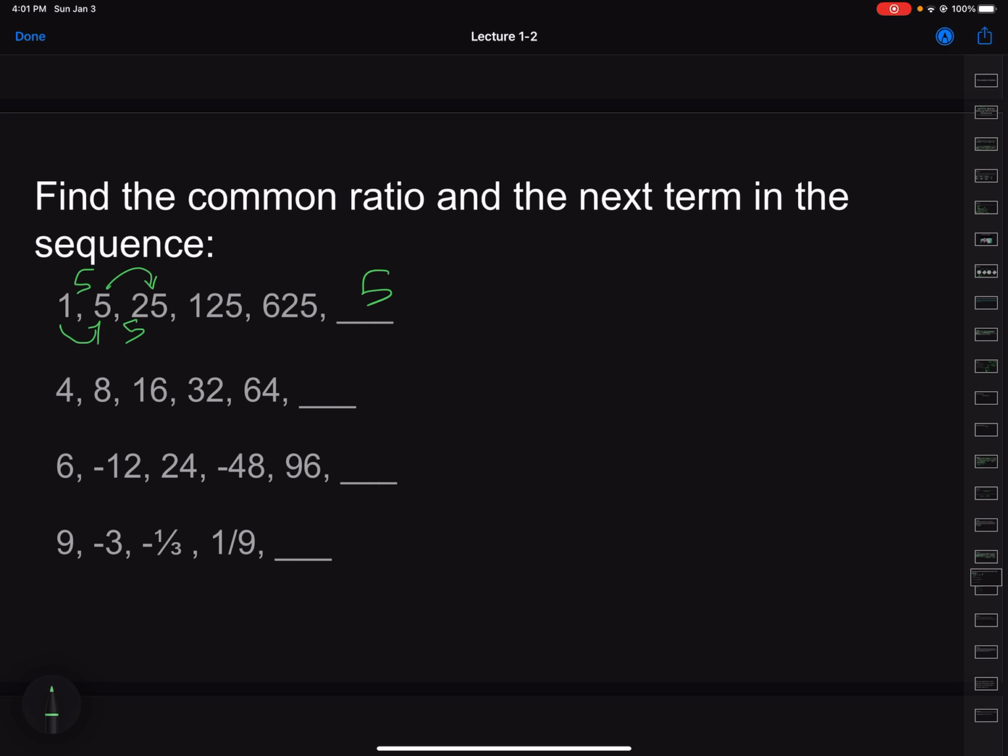Now for the next one, we have 4 times what equals 8? 4 times 2 equals 8. 8 times 2 equals 16. 16 times 2 equals 32, and so on. So our common ratio here is 2.